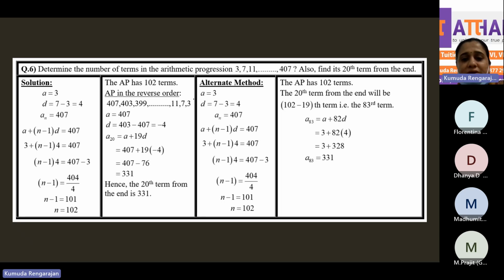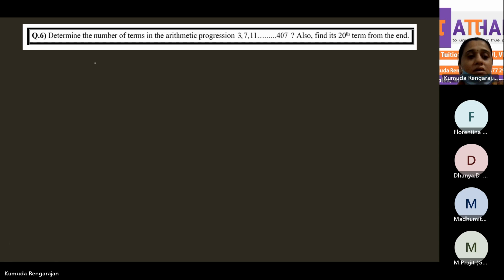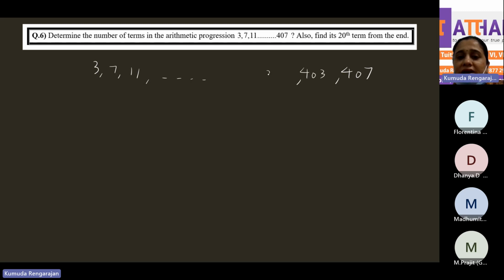For that method, you should not reverse the AP. Now look at the method where we reverse the AP. You found N here, right? So we have 407 and then 403. The AP goes 3, 7, 11 and so on. What's the common difference? 4, right? So before 407, what will you have? 403, before that 399, before that 395, correct? Now reverse this.